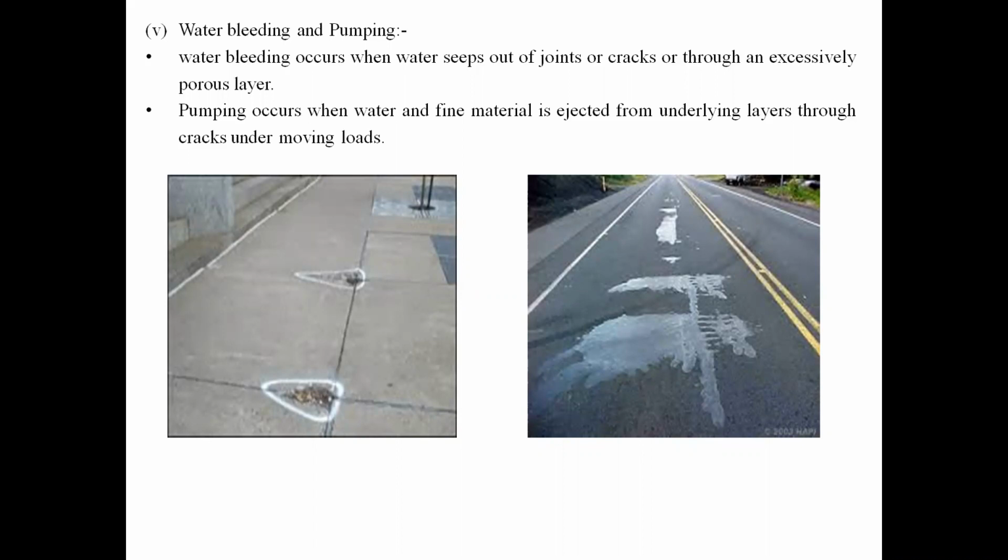Water bleeding or pumping should be investigated to determine the root cause. If the problem is a high water table or poor drainage, pavement drainage should be improved. If the problem is a porous mix, a fog seal or slurry seal may be applied to limit the water infiltration. Moving on to the next slide.